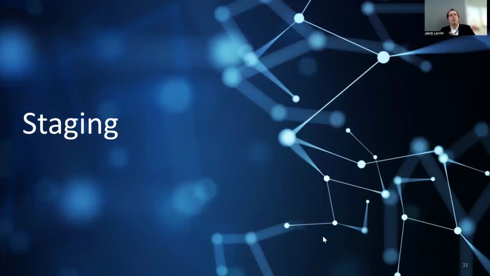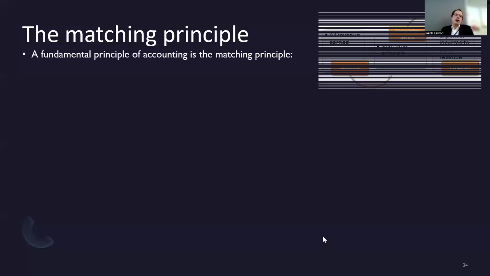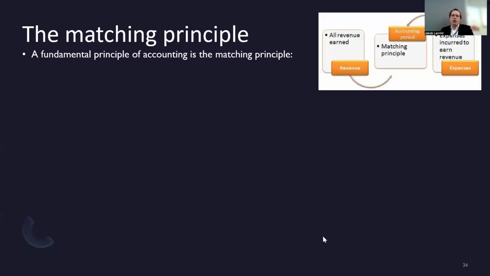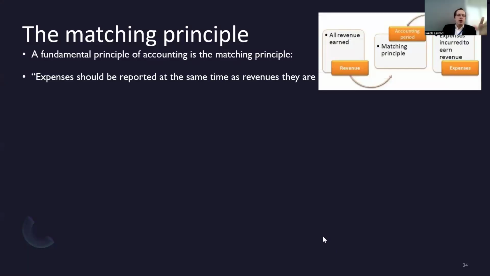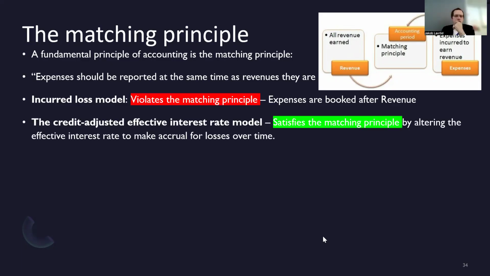Final thing I will just burn through very quickly is staging. And the reason staging came together was due to the matching principle, because the logic is that in accounting, expenses should be reported at the same time as revenue. And the incurred loss model, if you think about it, really violates this principle, because you take all the income revenues we talked about before, and you then only take the losses once they go bad. So you have income before the losses.